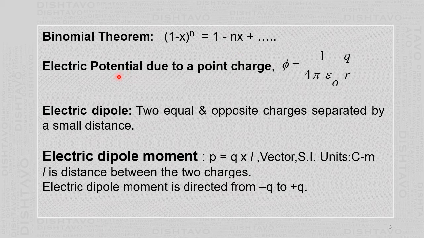Then the electric potential due to a point charge, symbol is phi, equal to 1 by 4 pi epsilon 0 q by r. So r is the distance of the point from the charge q.